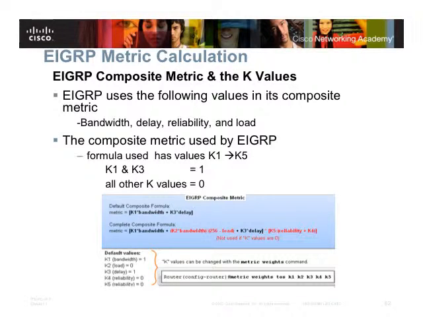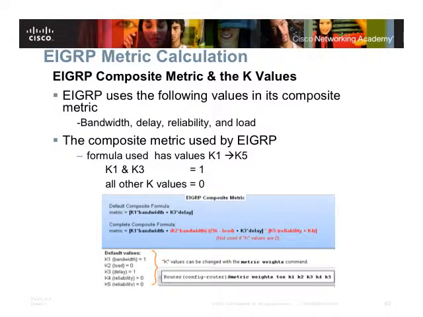So the composite metric, we talked about the fact that we calculate the composite metric using the bandwidth and delay. Forget about reliability and load, because these are values that we will not use a lot. What we need to worry about here is how we can calculate the metric, assuming that K1 and K3 are 1 and the rest are 0.